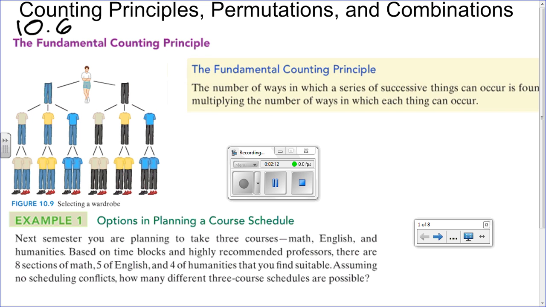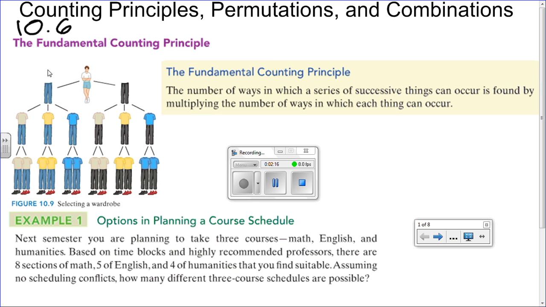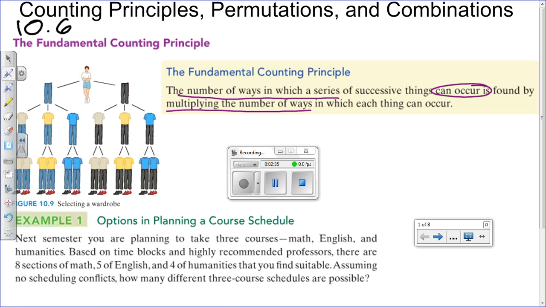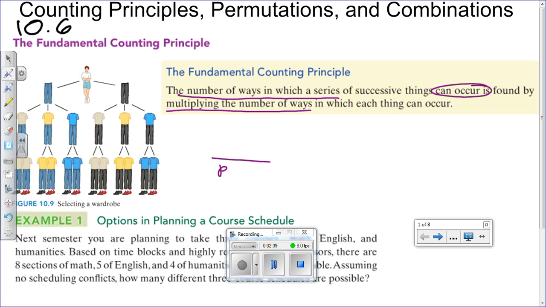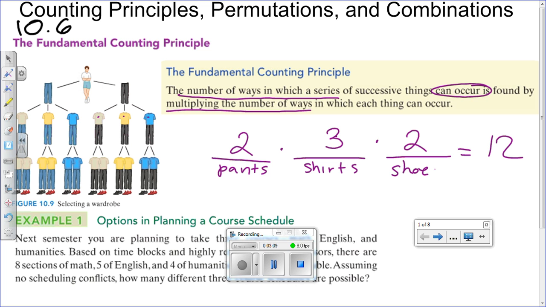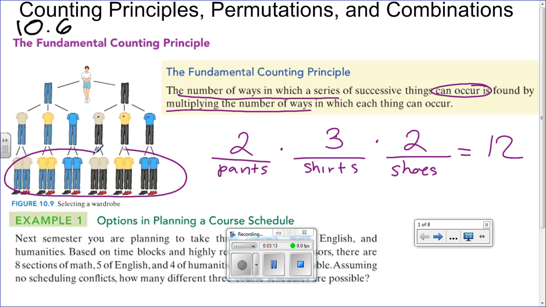So the number of ways in which a series of successive things can occur is found by multiplying the number of ways in which each thing can occur. For this example, we have pants. How many options for our pants? 2, right? And then how many options for our shirts? Only 3. 1, 2, 3. And then how many options for our shoes? 2. So if we multiply 2 times 3 is 6, times 2 is 12. So that is a way to find the total number of possibilities. Okay?